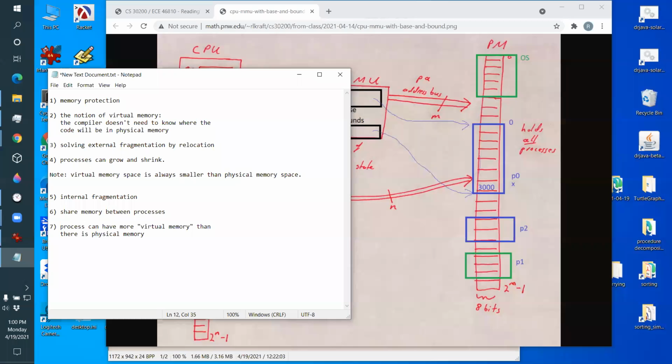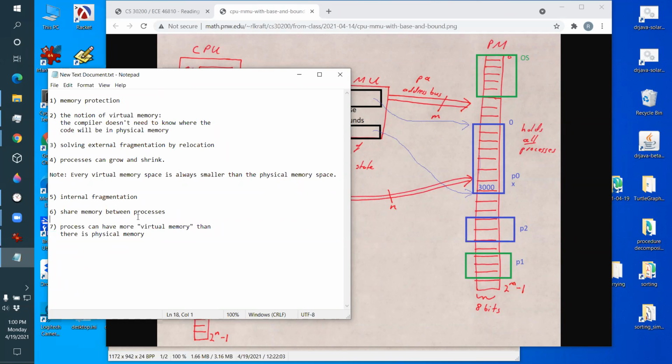Okay, so it's an important note. Every virtual memory space is always smaller than the physical memory space with base and bounds. You could give a process almost all of physical memory, but you can't give it more memory than there is physical memory. So that's something to note about base and bounds, and that's one of the things we want to fix.